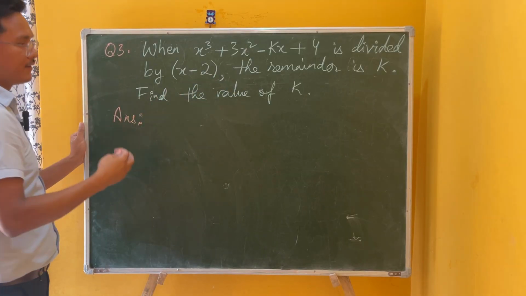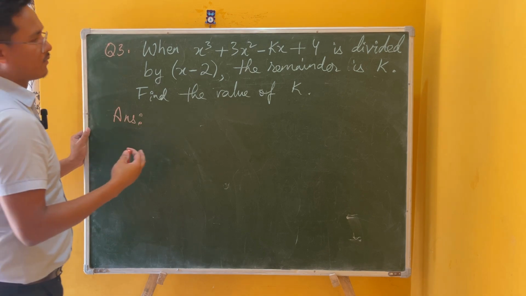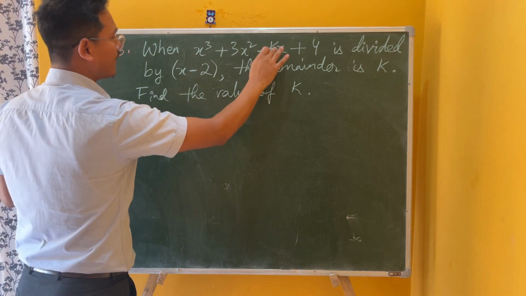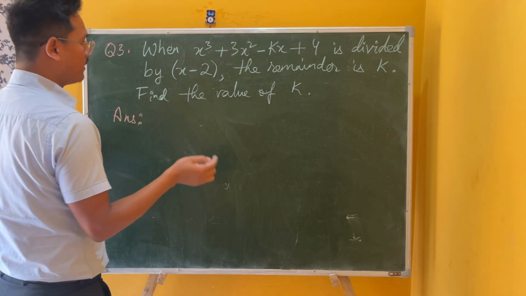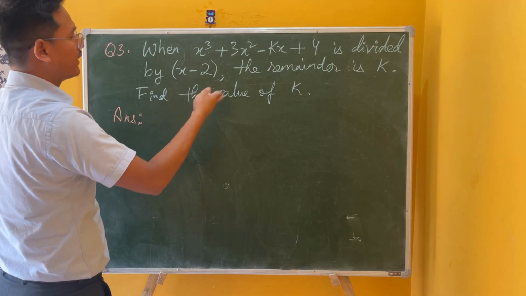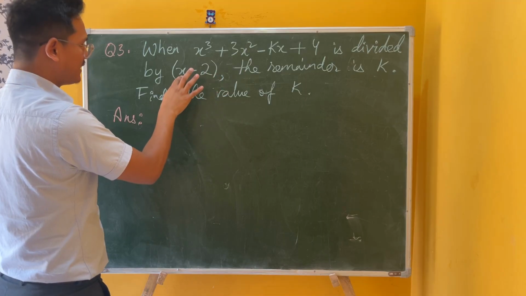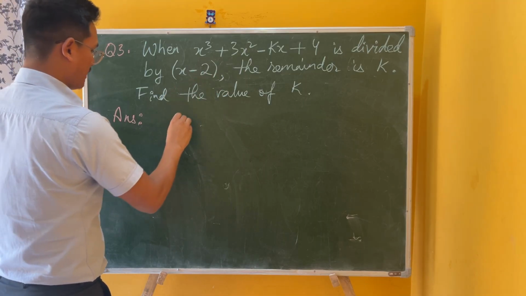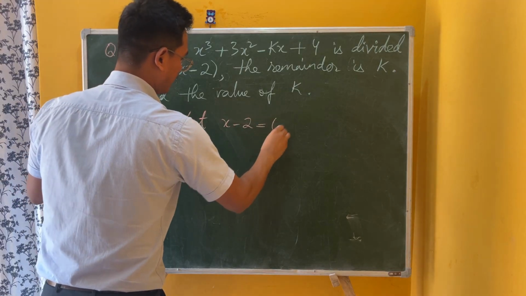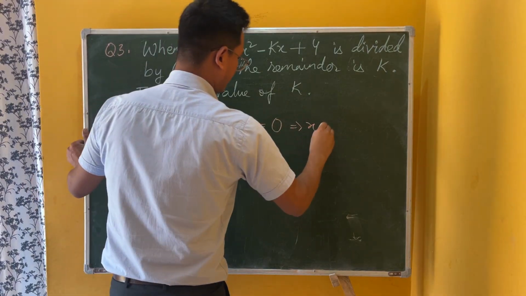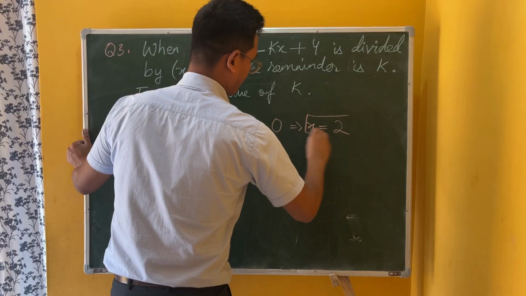Here we know the remainder, so we just have to find the unknown k. The process is the same. Whoever is dividing, we equate it to 0 and find x. Obviously x is going to be 2. So you'll write, let x minus 2 equals 0. When you solve this, you'll get x equals 2.